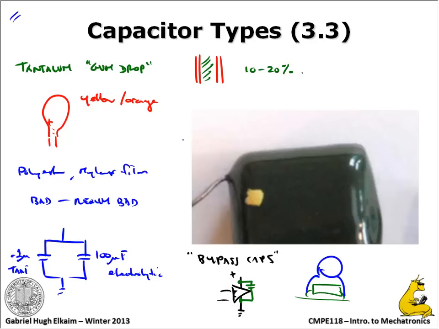All right? And the reason you want to do this is if you think about the traces on the board and the leads all the way back to the power supply or the battery, there's a long pipe to get the electrons from the source to your chip.